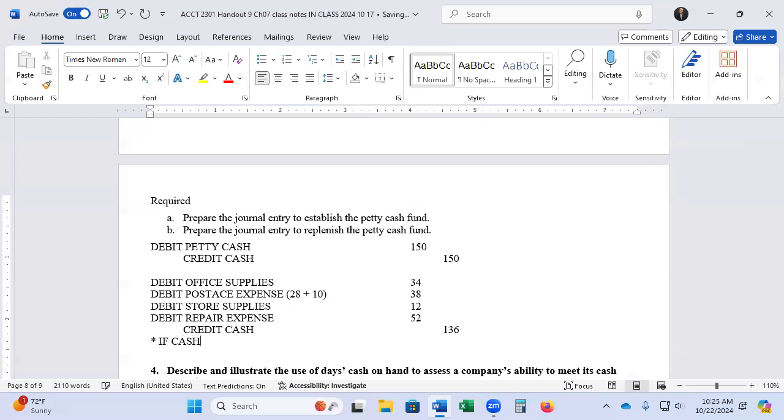Now, occasionally, petty cash is off a dollar, $2. We're not going to send our employees chasing around a $150 fund for a dollar or two. So we just debit it to a petty cash over or short, if need be, or credit over or short. Any questions on there? Okay.